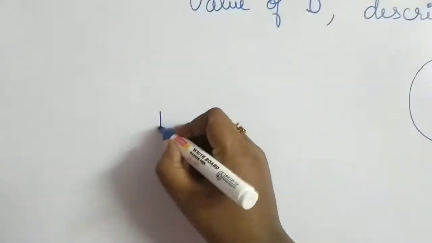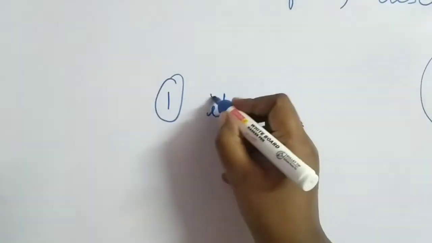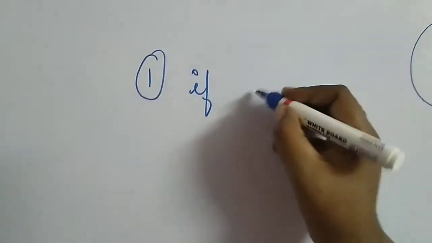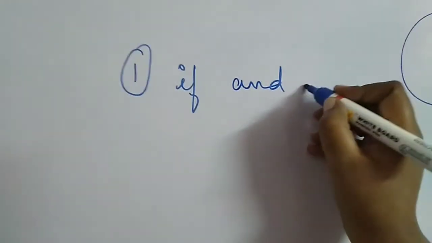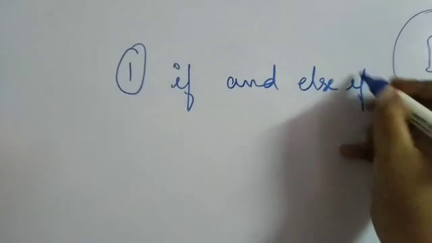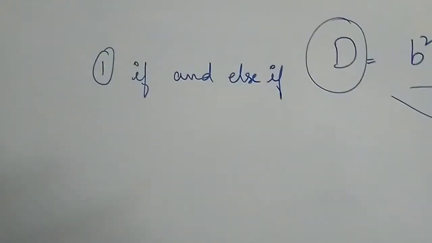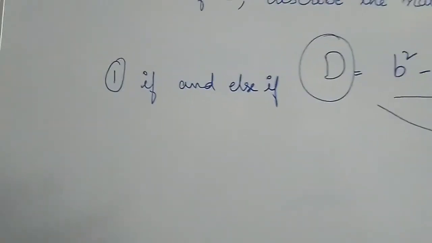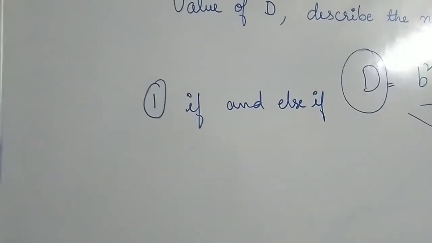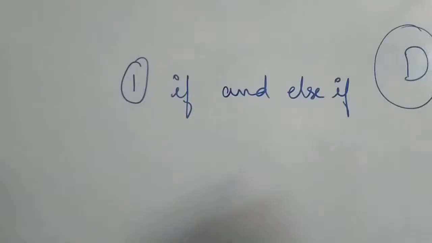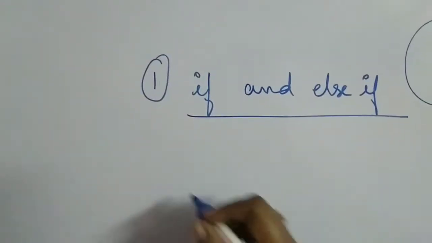So the prerequisites: the first thing you need to know is how to branch using if and else if. There are three things over here, so three paths of execution. So you need to know the else if ladder. To write this program, you need to have knowledge of the else if ladder.